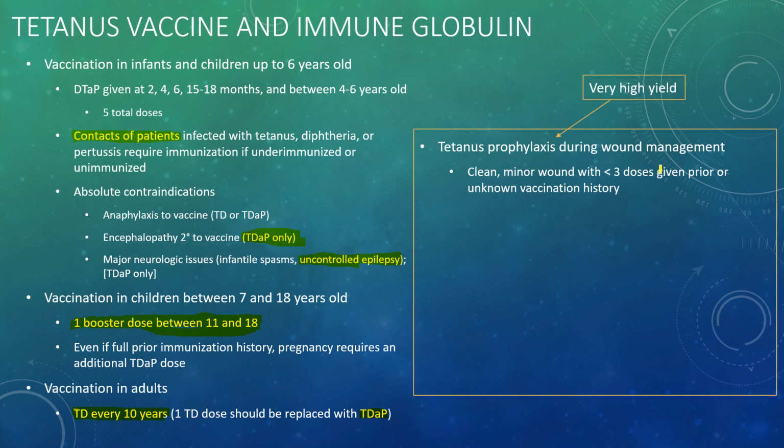So clean minor wound with poor vaccination history or unknown vaccination history. What are you going to do? You're going to give the vaccine with TD or Tdap. So clean minor wound and poor vaccination history, vaccinate.